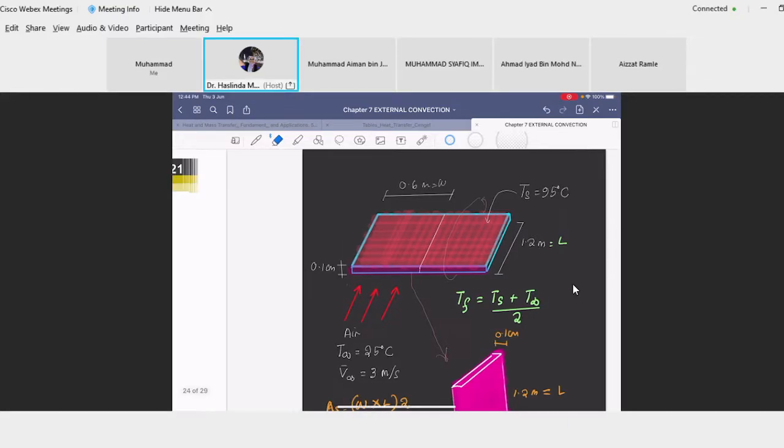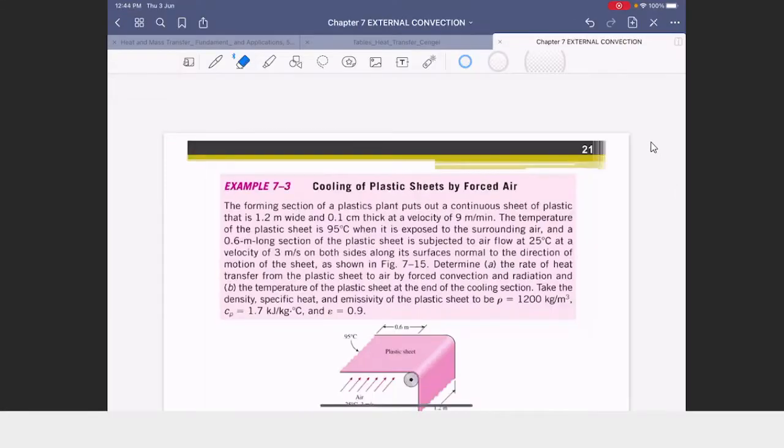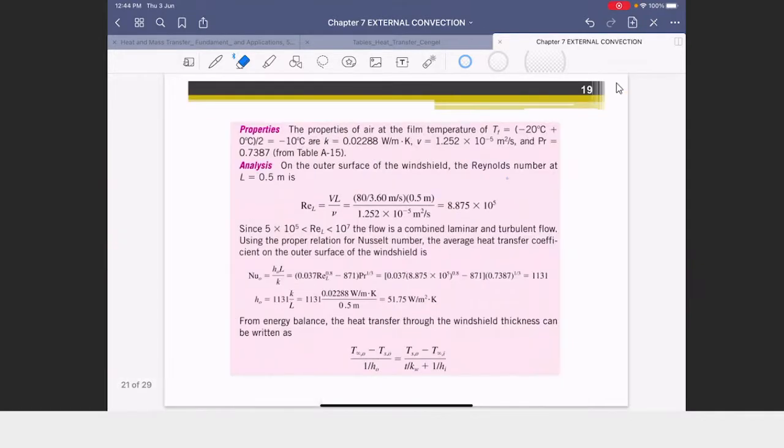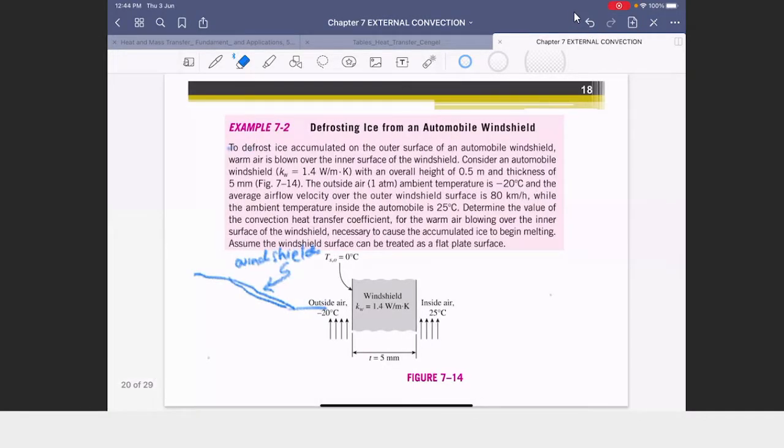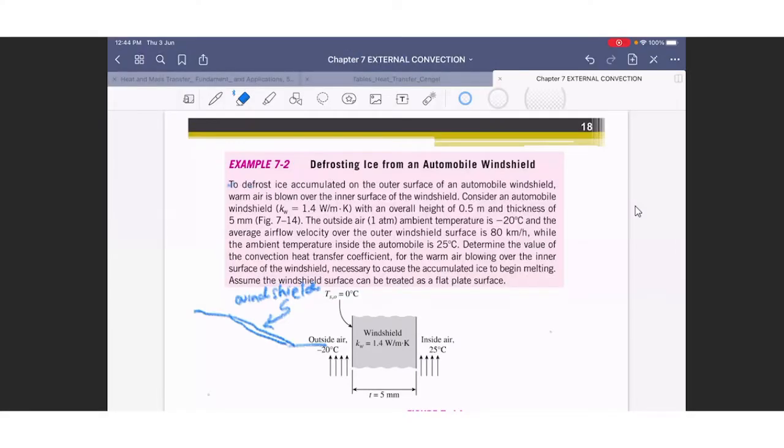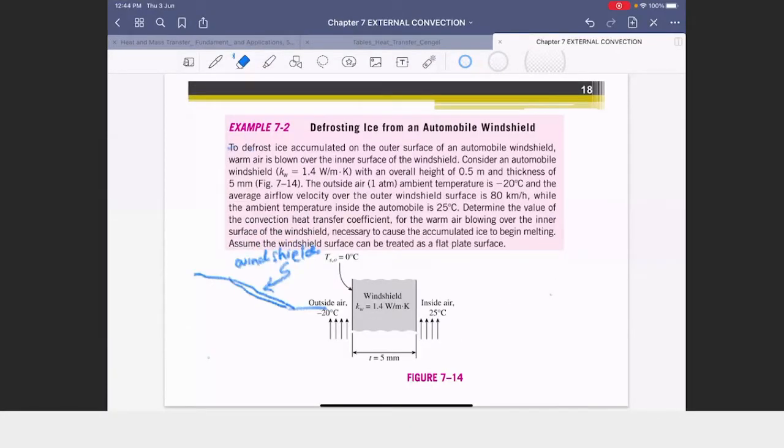Okay, so nampak tak saya dah get ready with this. Okay, I hope all of you are holding your lecture note in front of you. So okay, last time I have shared this example, right?